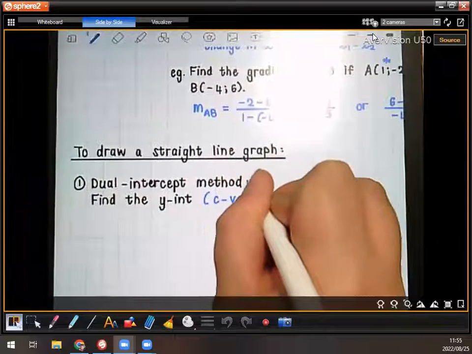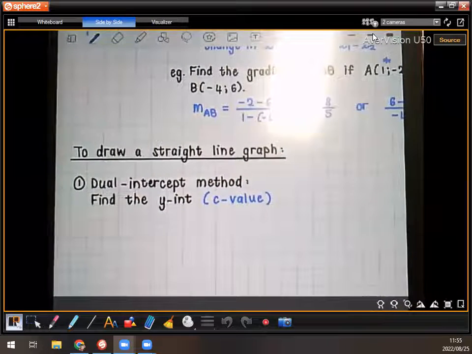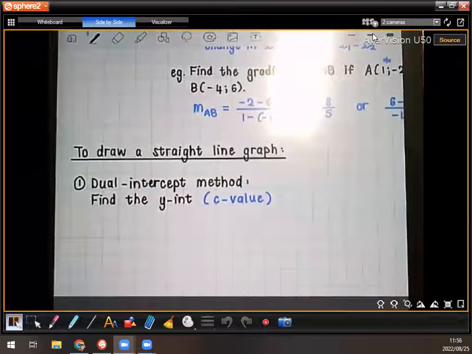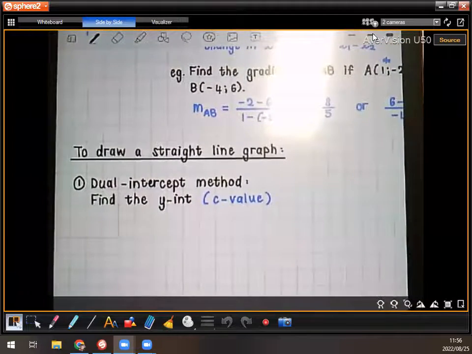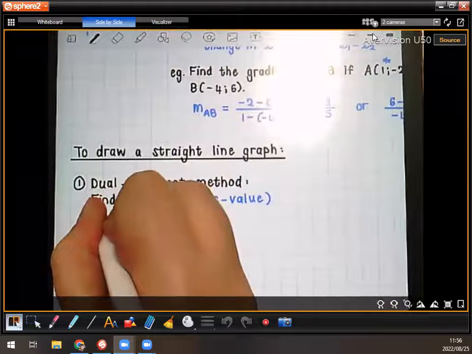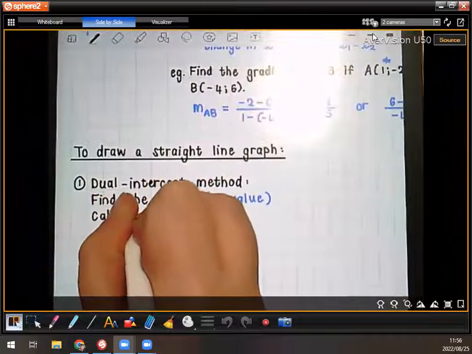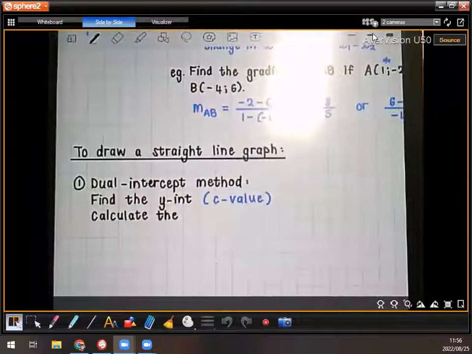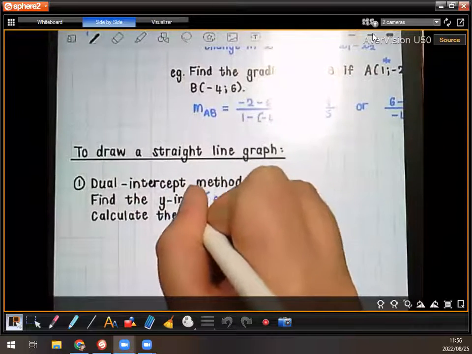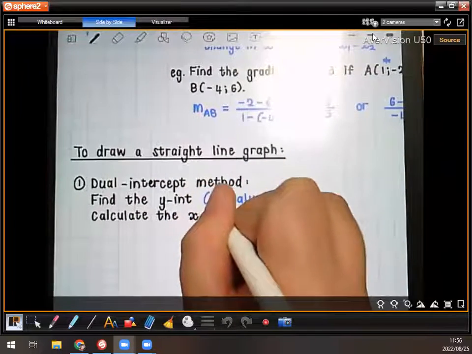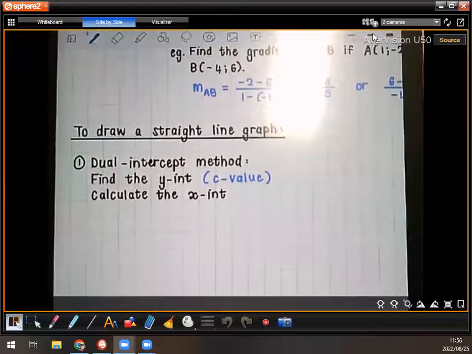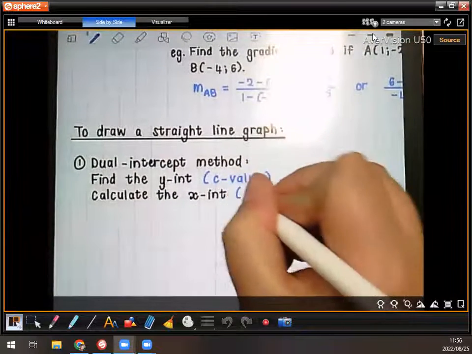It's the c value in your equation. So you just look at the equation and it's there, all right? That is your y-intercept. Then you're going to have to calculate the x-intercept. Unfortunately, the x-intercept, you can't just look at the equation and immediately know what it is. You do have to do a calculation. Not a hectic calculation, so you might be able to find it. Can anyone remember how you find the x-intercept?